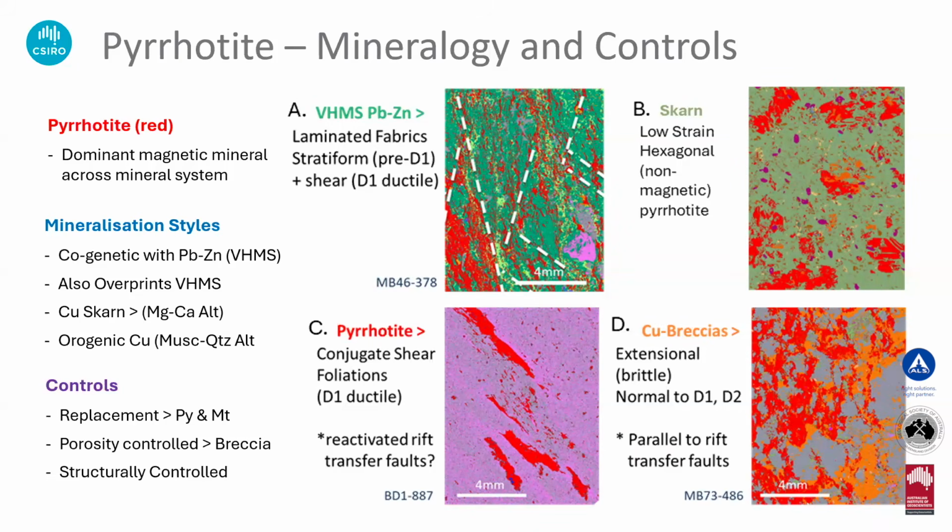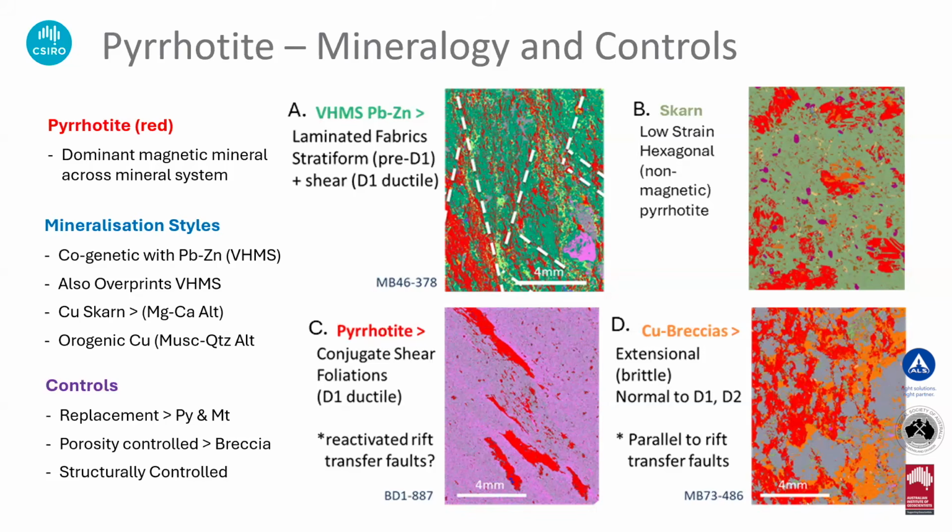So the pyrrhotite's in red here. Here you can see it associated with zinc in green, and in the light green there is galena. So that's basically like a VHMS type horizon from Mallee Bull. You can see it associated with skarn, and this one is from, I think, Nymagee or Federation.